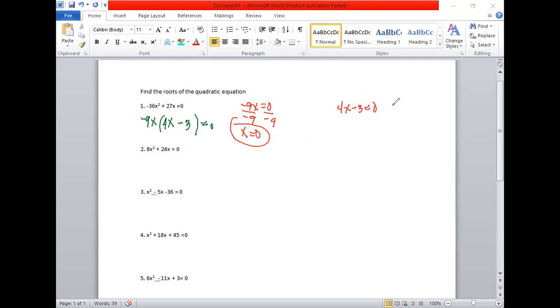And then for this one, we need to transpose first the negative 3 so that 4x remains. 4x is equal to positive 3 because we transposed it. Then we divide both sides by 4 so that x remains. So x is equal to 3 over 4. So x is equal to 0 and also x is equal to 3 over 4. These are the values of x or the roots of x. Okay, so now let's proceed to number 2.